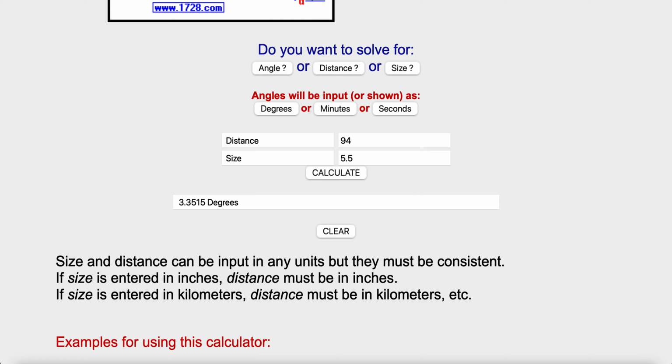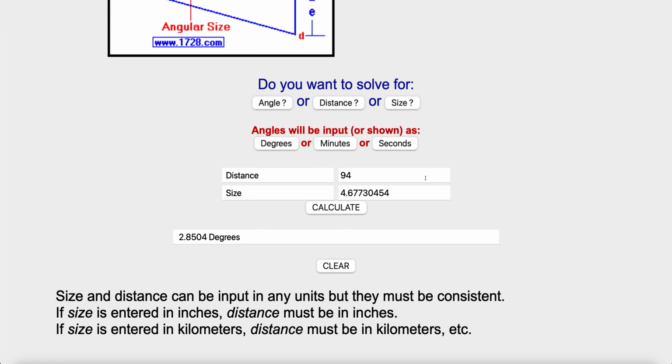But when it comes to Kathmandu Valley, from 94 miles away, the height they would be measuring would be 4.6773044 miles, right? They won't be measuring a full 5.5 miles of Mount Everest, because you subtract the elevation of Kathmandu Valley. So they would have got a 2.8504 degree angle, right?